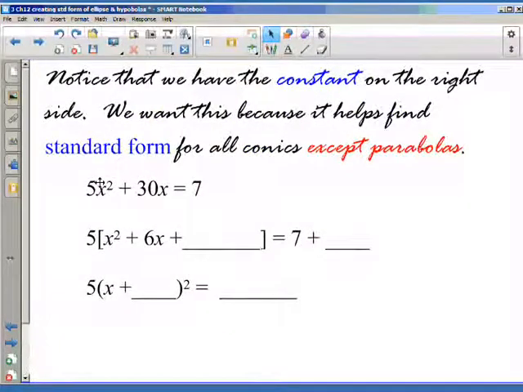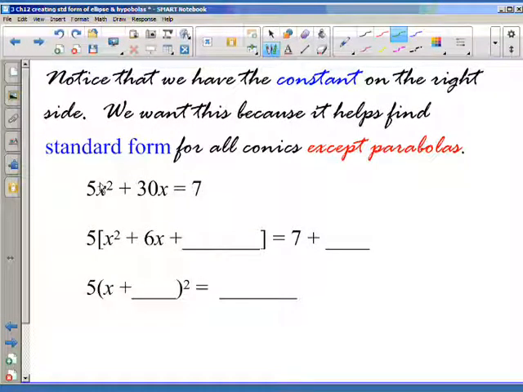Now what I want you to notice is that the new form that we're going to want to work with, the form that's not as useful for parabolas but is useful for ellipses and hyperbolas, has the constant over on the right side. So we don't have to worry about adding or subtracting from there. Now we can focus on completing the square.